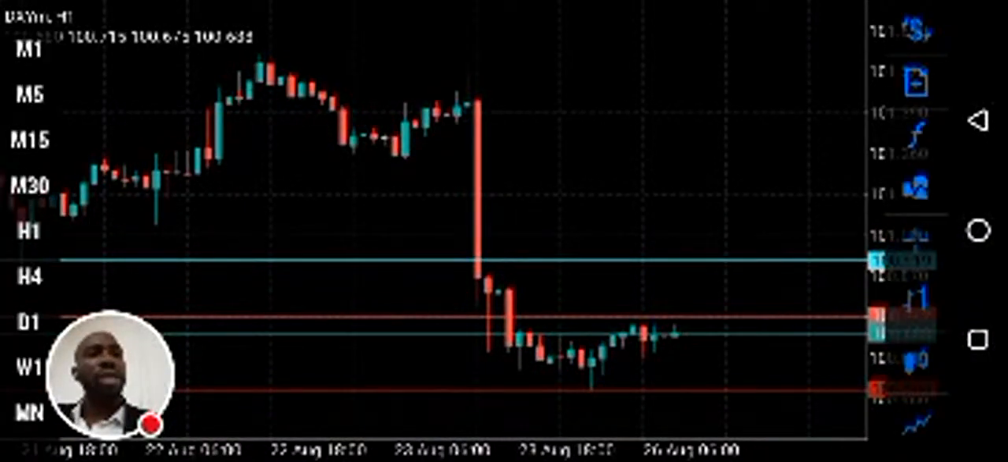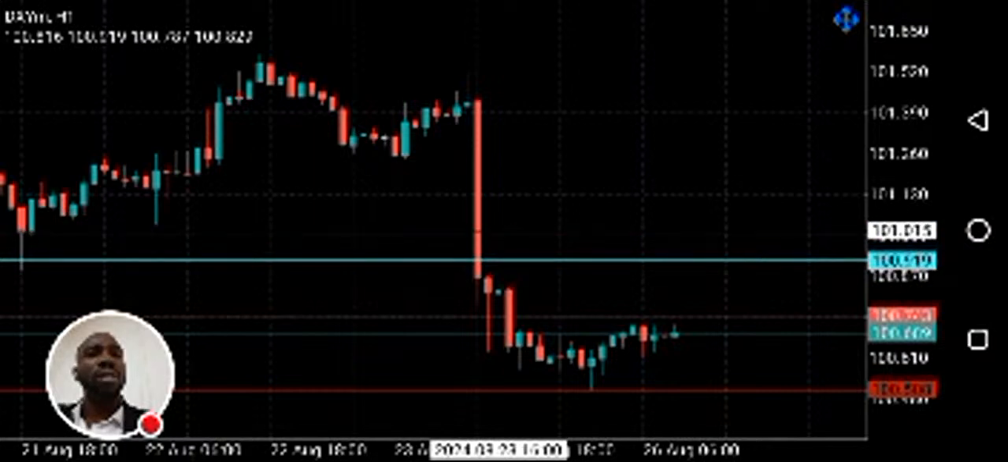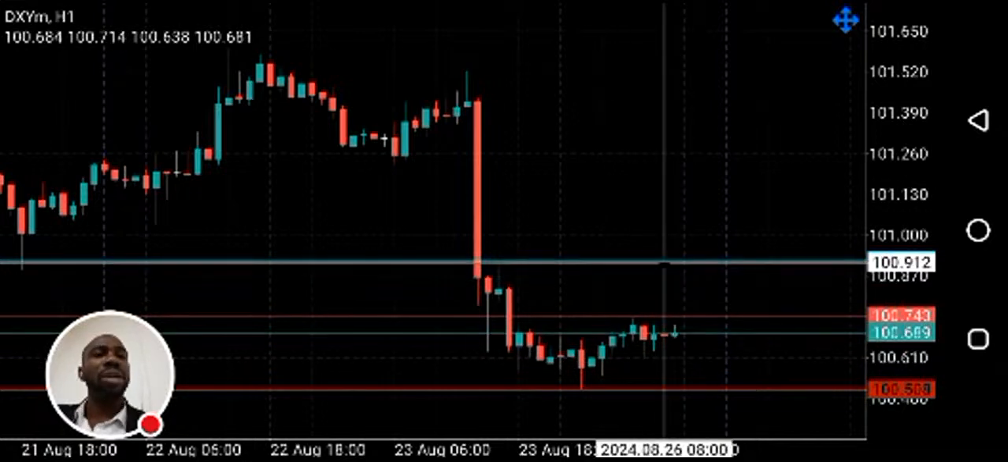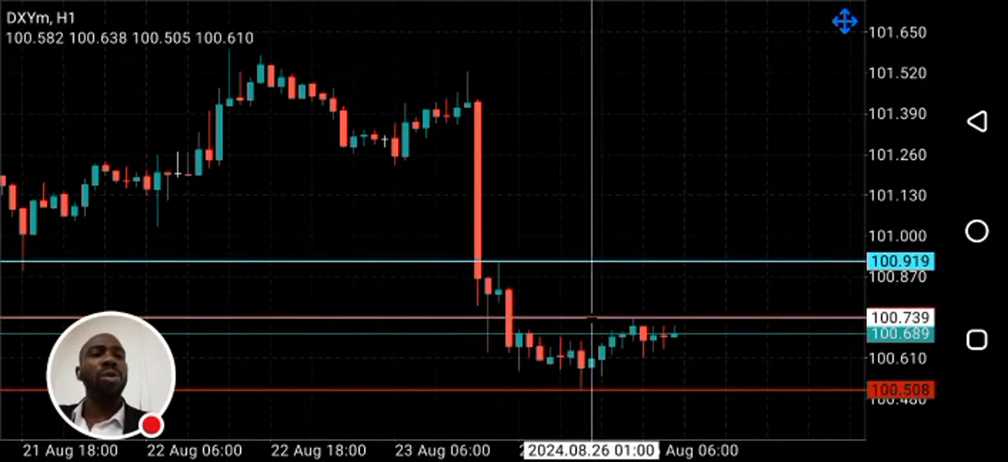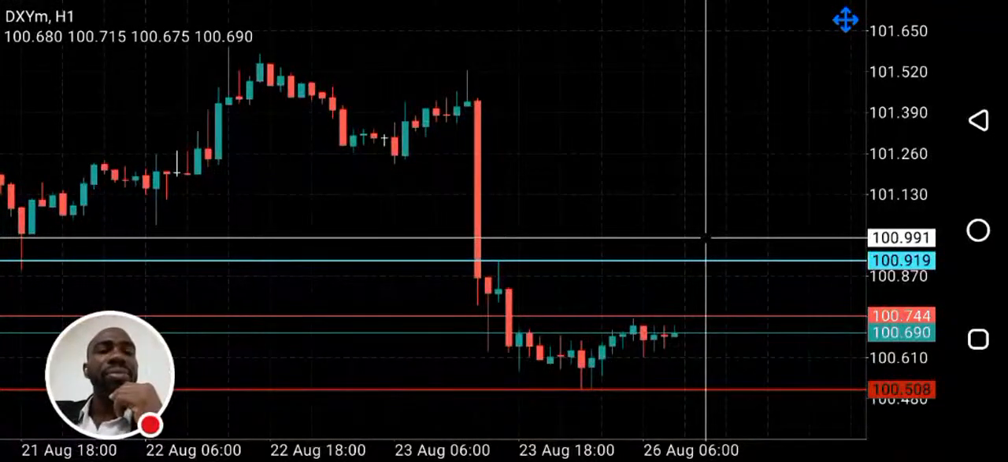As you can see, I've identified the most recent lower high on DXY. I want to see price break this high, so the shift in market structure will occur at this point, for that to play out before I go bullish on DXY.